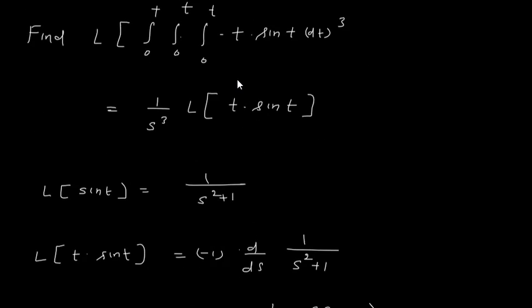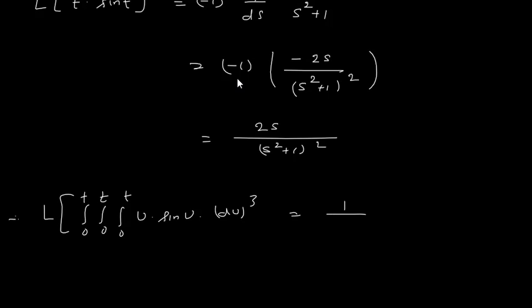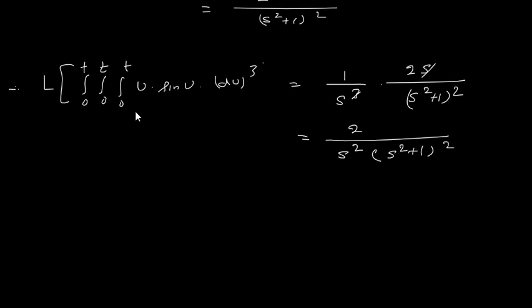This is Laplace transform of t into sin t. Therefore I have Laplace of integral 0 to t, 0 to t, 0 to t, u into sin u du cube, equal to 1 upon s cube into 2s upon s square plus 1 the whole square. So the s will cancel and I have 2 upon s square into s square plus 1 the whole square. This is my Laplace transform of integral.